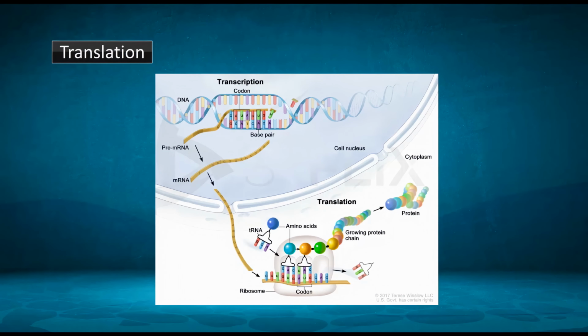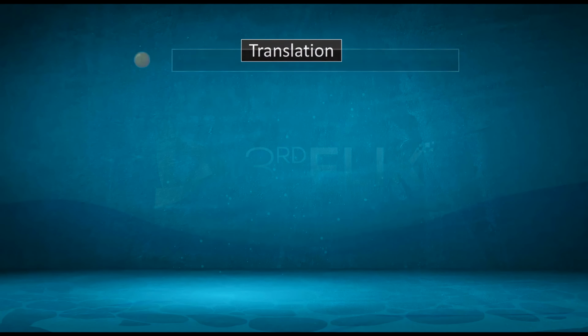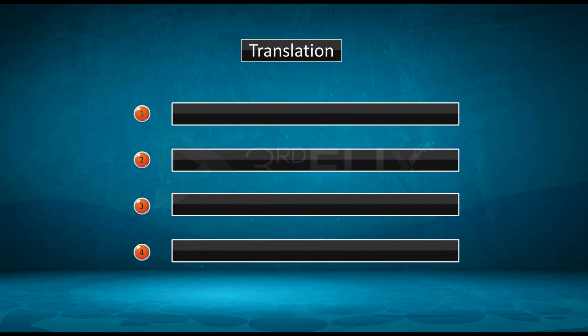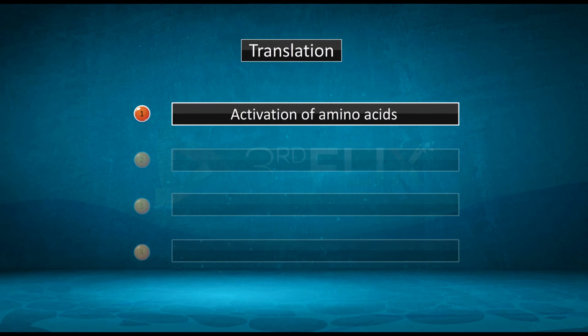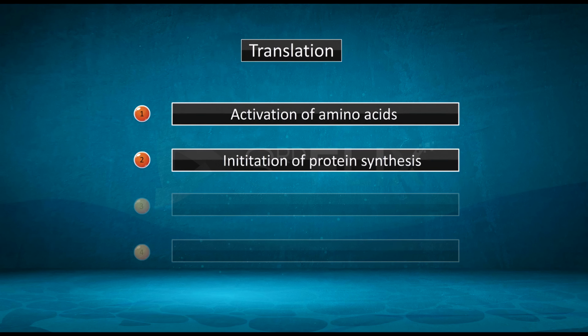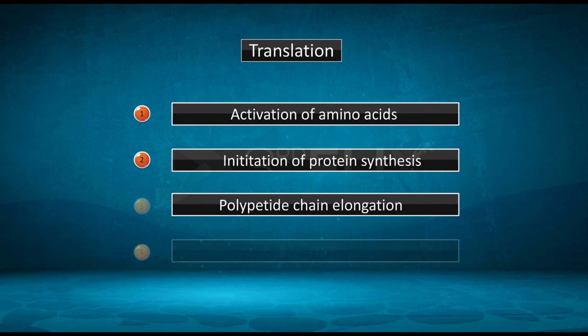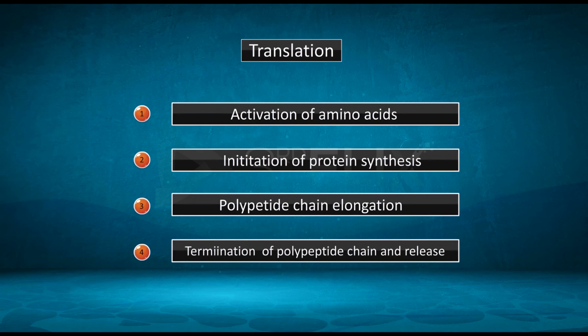Translation takes place in the cytoplasm at the sites of protein synthesis, that is, ribosomes. Translation occurs in 4 steps. 1. Activation of amino acids. 2. Initiation of protein synthesis. 3. Polypeptide chain elongation. 4. Termination of polypeptide chain and release.